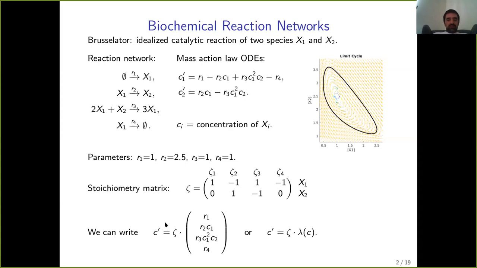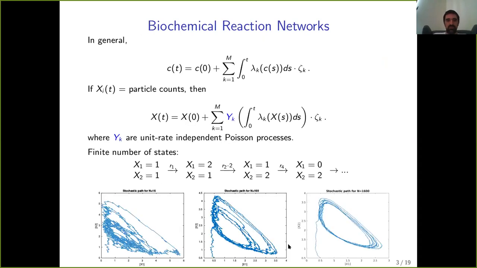So we can write this system more compactly by using what is called the stoichiometry matrix, which is a matrix of integers and describes essentially the reactions. And then by using what I will call the propensity function, this lambda or rate function, which are monomials in this case because we have mass action law, we can write this system as this equation. This is convenient for my notation. So in general, we have this integral description of this system, which is classical.